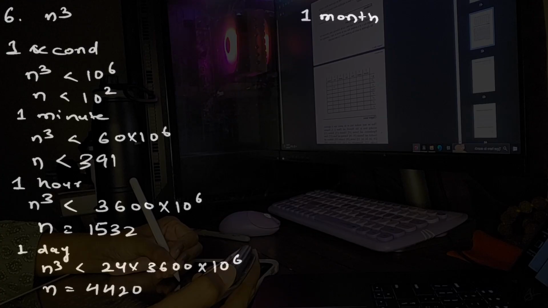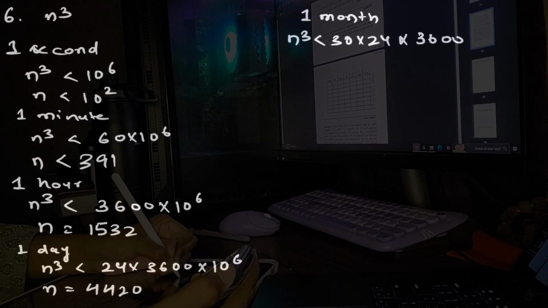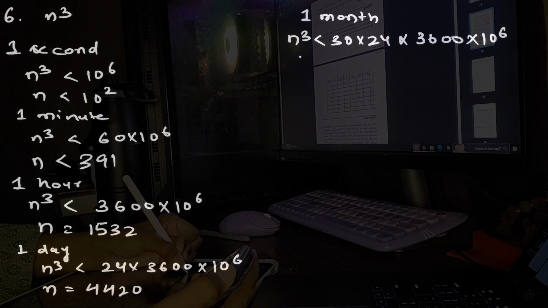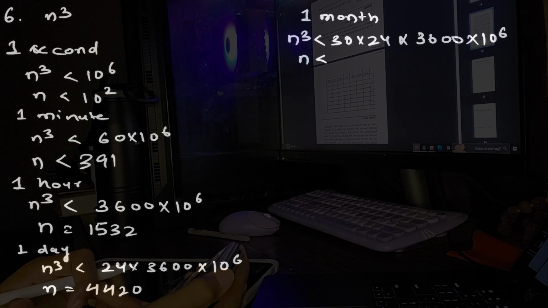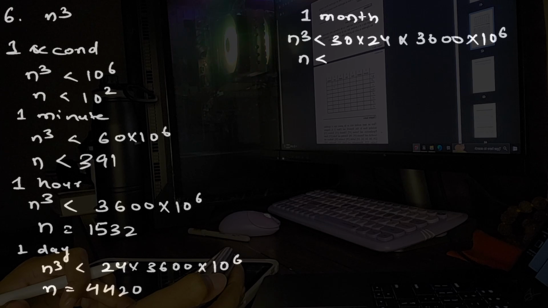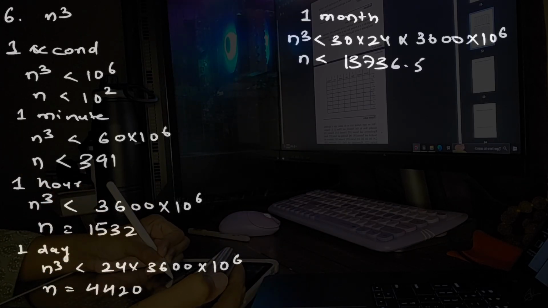1 month. Again 30 days in a month. And cube, 30 into 24 into 3600 into 10 to the power of 6. So it is nothing but 13736.57. We can take the starting half once again.